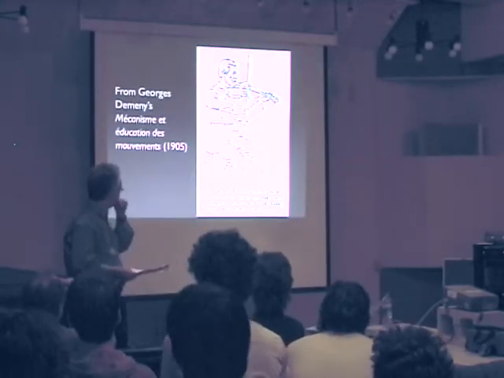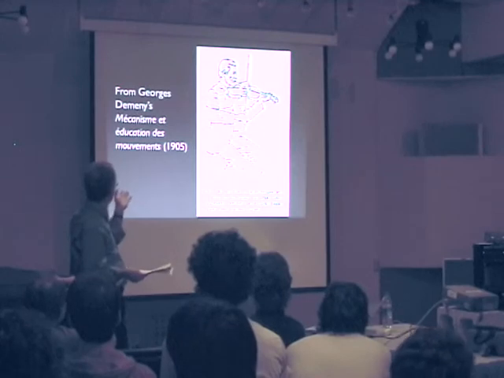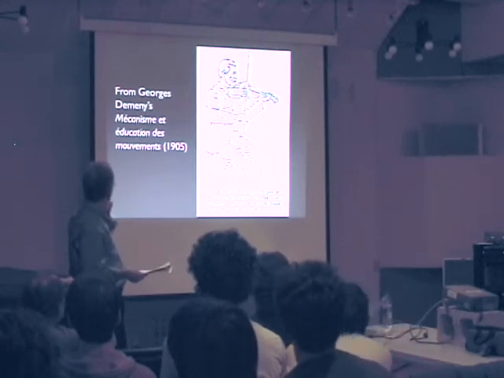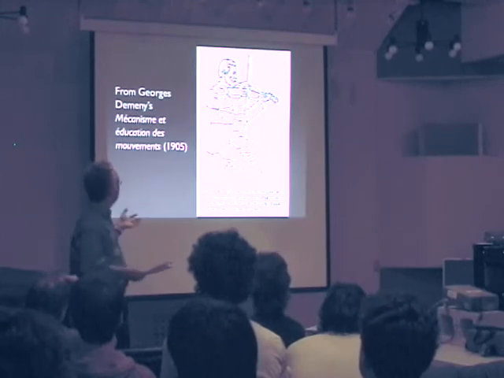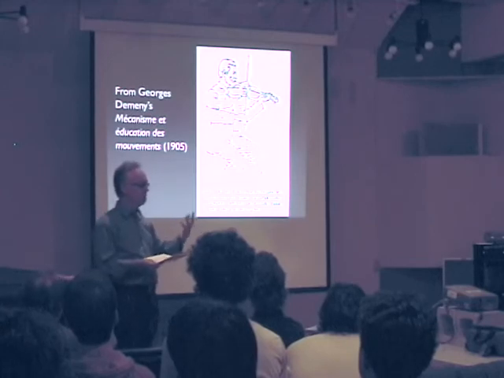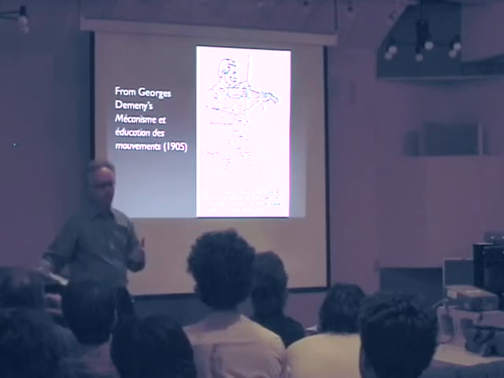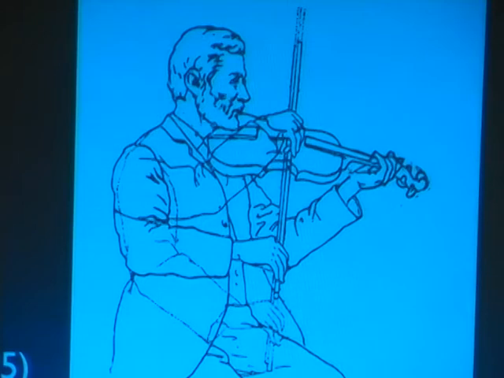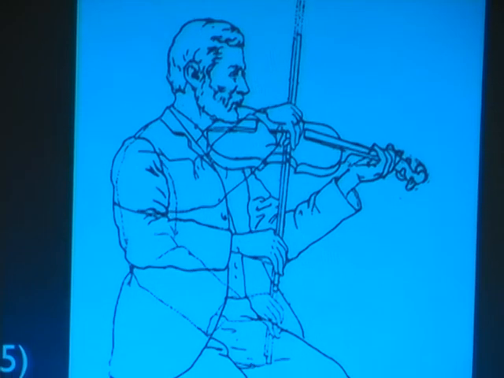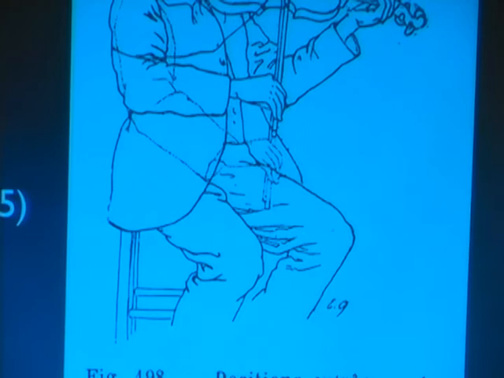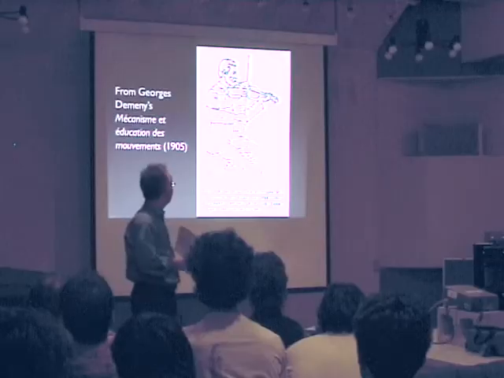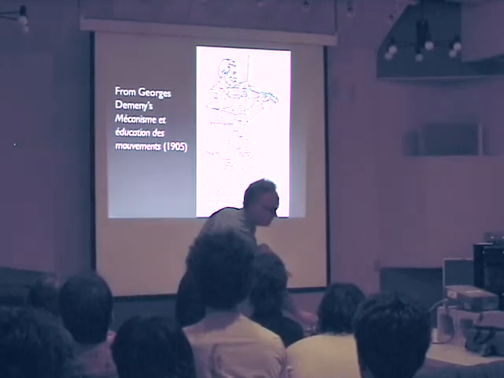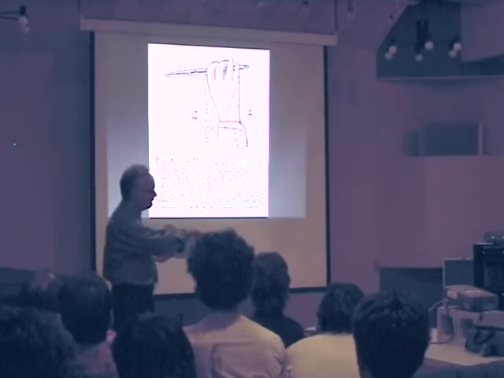I was surprised when I came across some of this stuff. This is from Georges Demeny's Mécanisme et Éducation des Mouvements, a book that he brought out just shortly after Murray died. He was Murray's assistant, and he had done a lot of the work at the Station Physiologique that Murray ran, but he continues and gets very involved in the physical education movement. Part of this large book, which includes everything from gymnastics, has a bit about violin playing. It was really fascinating to see this.